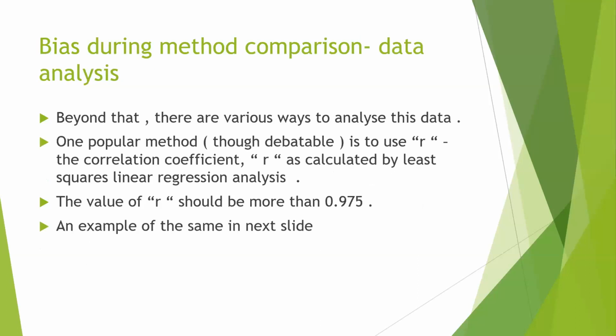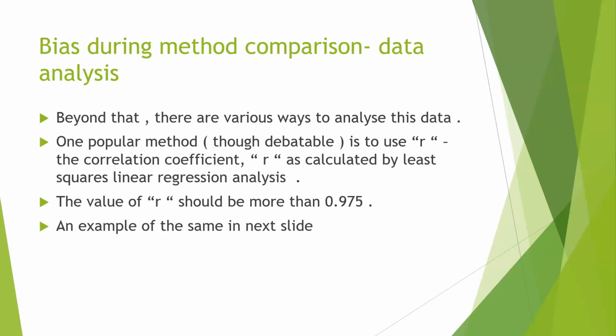The more you read in literature, textbooks, or different guidelines, the more methods you find. One of the popular methods, though there is some debate about it, but it is commonly used, is the correlation coefficient, called R. This is calculated by simple least square regression analysis, which is possible in Excel. The R value should be more than 0.975 to be acceptable.